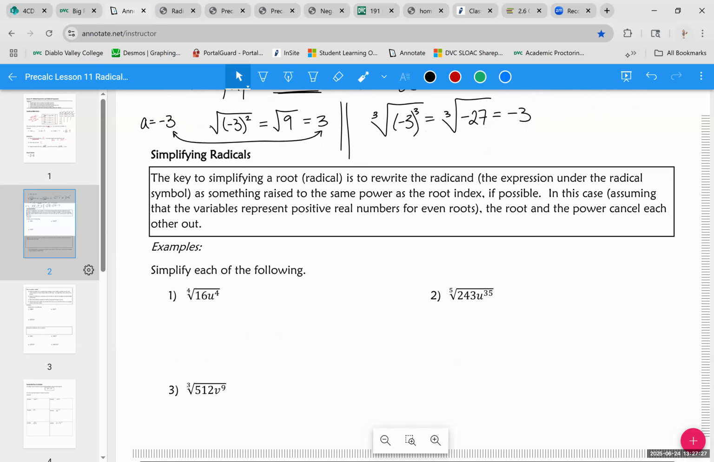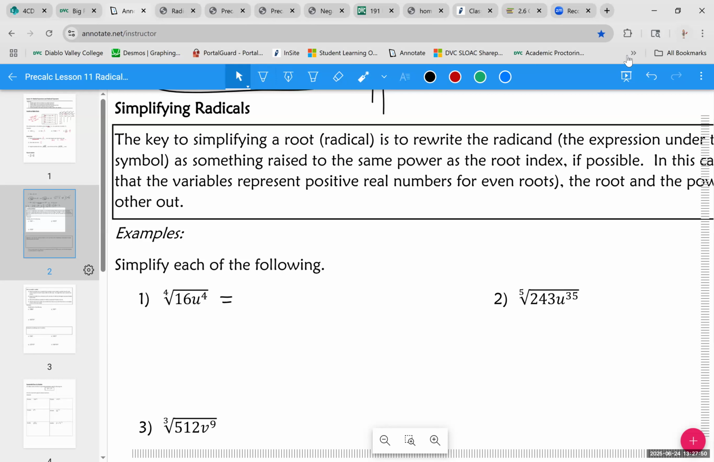All right, let's talk a little bit about simplifying. We've done this already with square roots, so we know the general idea. You're trying to rewrite the radicand, the thing under the square root, as something that's raised to the same power as the root index. So if you can do that directly, like for example, in this first one, the 4th root of something to the 4th, okay, then we'll be able to just cancel out the root and the power. So certainly we can rewrite as u to the 4th.